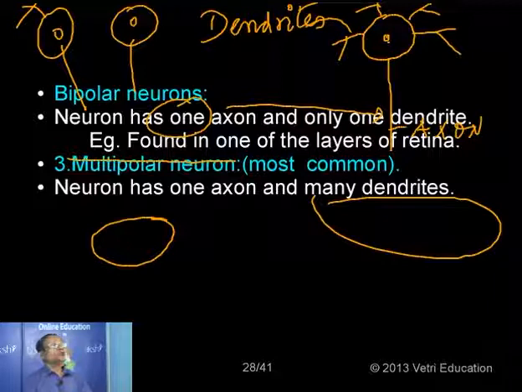And the most common type is the multipolar neuron. It has one axon and many dendrites. It is found in developed nervous tissue. So based on the number, you have unipolar, only an axon; bipolar, one axon and one dendron; and multipolar, one axon and many dendrons. It is found in all the adult structures.